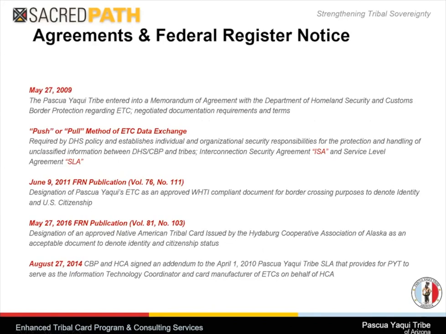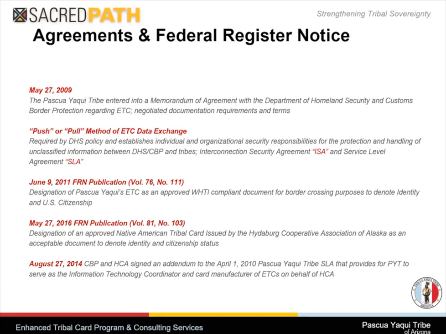So there's a few requirements and agreements that need to be in place when implementing an enhanced tribal card program. The first of those agreements is called a Memorandum of Agreement, or a MOA, and that's between the tribe itself and DHS CBP. And in this MOA, tribes can negotiate which documents they're going to choose to accept from their enrolled members when they decide to issue an ETC card. The next of the 2 agreements are referenced as an ISA, or an Interconnection Security Agreement, and a Service Level Agreement, an SLA. The latter of those 2 documents, SLA, will depend on what type of model of data exchange that the tribe chooses to implement.